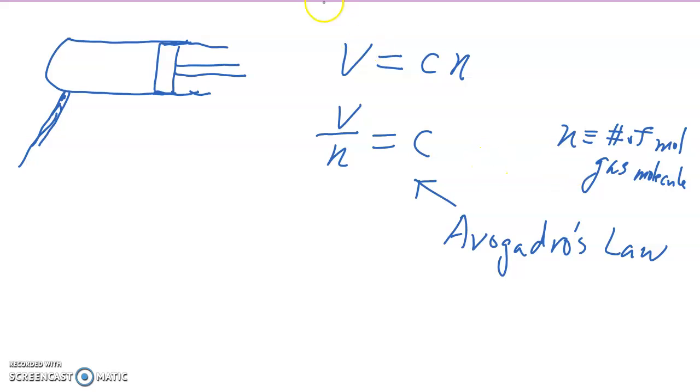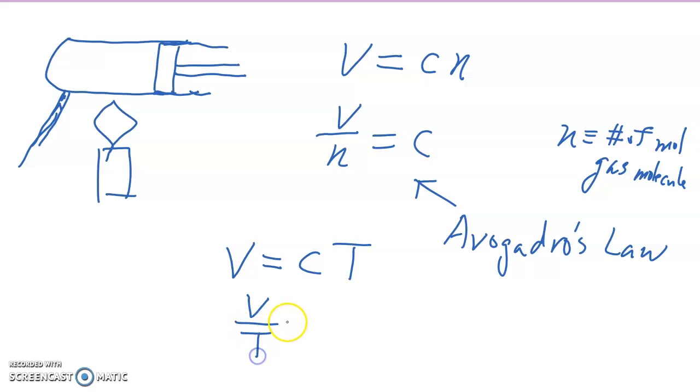If we want to expand the volume over here, another alternative is just to heat it up. Based on our experience, by heating it up, because of thermal expansion, we can also expand the volume. So let's write it this way. V is proportional to the temperature. When you have higher temperature, yes, we can have higher volume. Another way of writing it is V divided by T is equal to C.